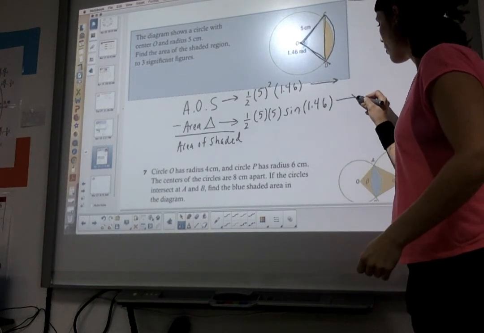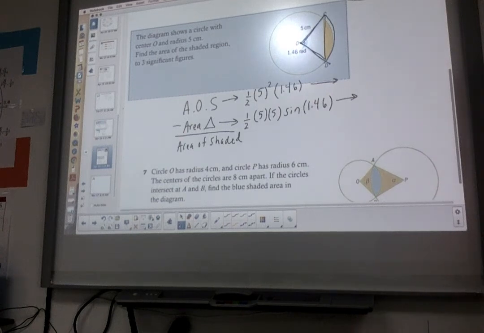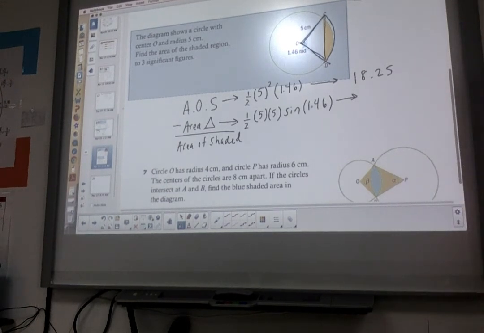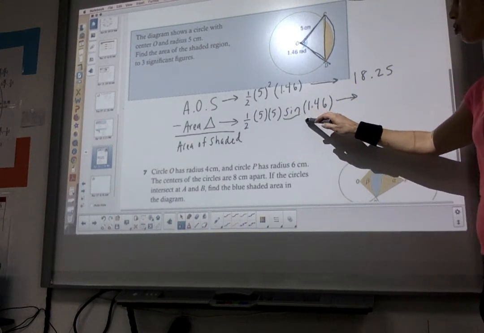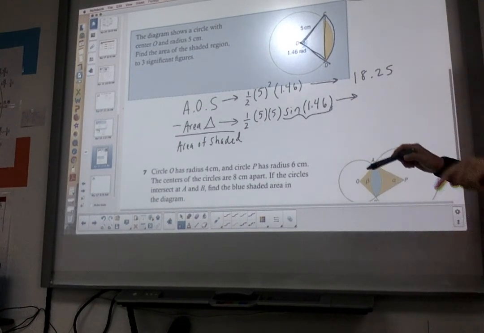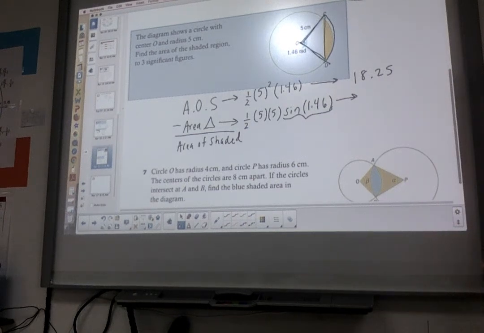Please calculate these answers, and then you subtract them, and we're done. 18.25 is the area of the sector. And the triangle? Now it matters. You need your mode in radians in your calculator. Go to mode, change it to radians. And what do you get? Is your mode in radians?